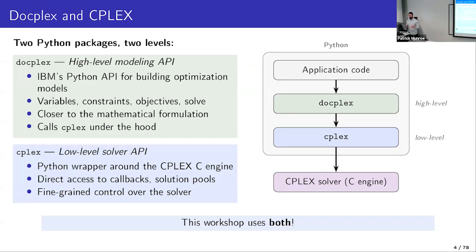And CPLEX is the lower-level API. Actually, DOcplex is built over CPLEX, so it calls CPLEX under the hood. You can also use CPLEX directly if you want. And sometimes you have to use CPLEX because there is no equivalent in DOcplex. We'll see a few of those examples during the workshop, but most of the time, I think we can do most of what we want with DOcplex only.